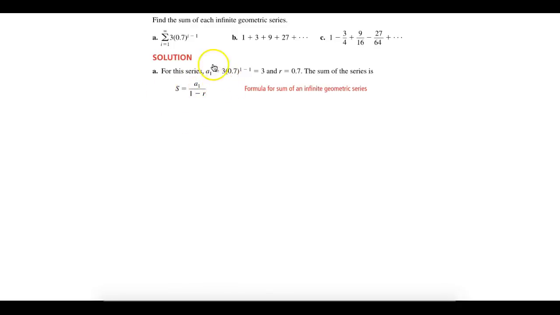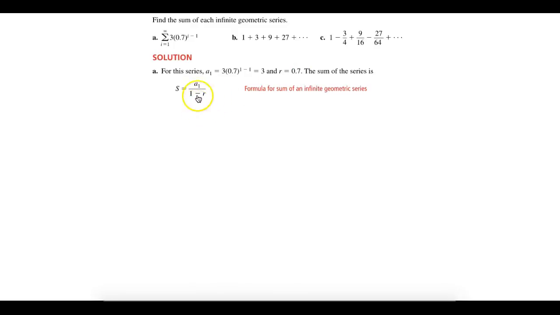So if we take i equals 1 and plug that in for our first term, we get 1 minus 1, which is 0. So we get 0.7 to the 0 power, which is always 1. 3 times 1 gives us 3. So our first term is 3, and our ratio is 0.7. That means that we can find the sum.